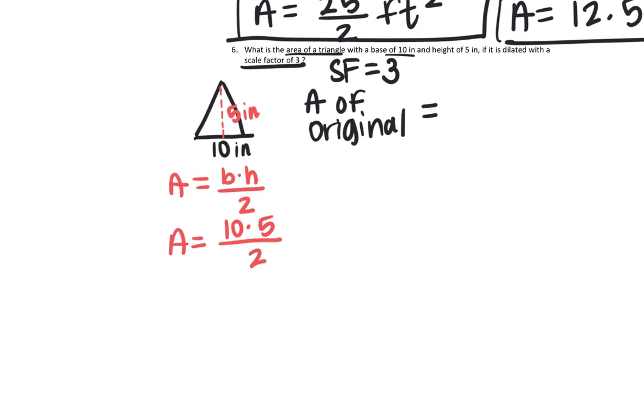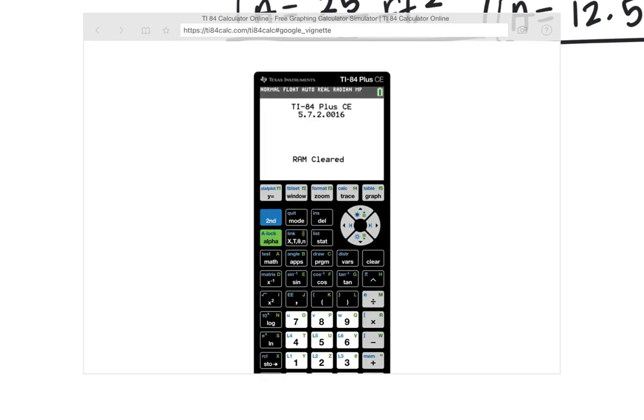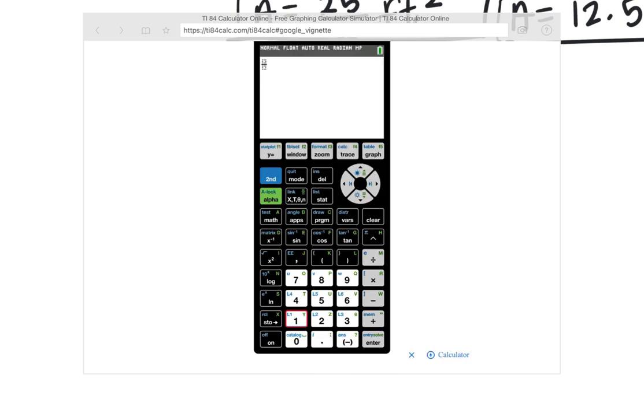Let's bring in my calculator. I'm going to put it exactly how I see it, this fraction. So it's going to be 10 times 5. We're multiplying. Oop, and it's 5, not 6. 10 times 5 over 2. Enter. And I get 25.